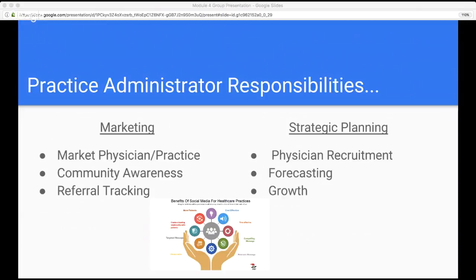Strategic planning. Looking ahead and knowing your practice and physician's goals are a must for a successful practice and business. Forecasting legislative or CMS changes, contract negotiations, physician recruitment are just a few things that need to be continually thought about.